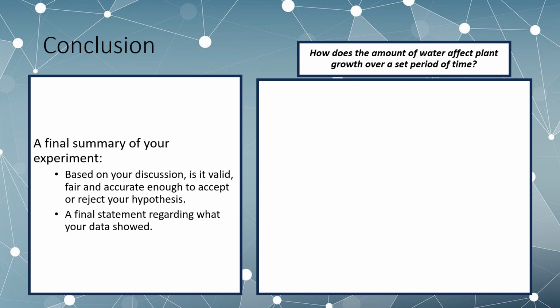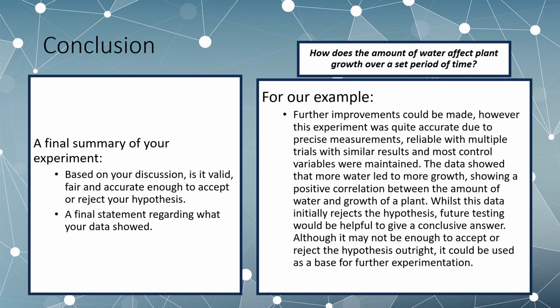You'd want to include whether your experiment is valid, meaning that it's fair, accurate, and reliable, and whether this means you can accept or reject your hypothesis. And you want to give a final statement regarding what your data showed, similar to what you put in your results, but more in a conclusive nature here after you've discussed whether the experiment is valid. For our example, I've written a short conclusion here.